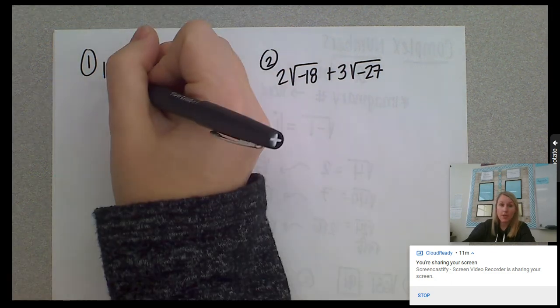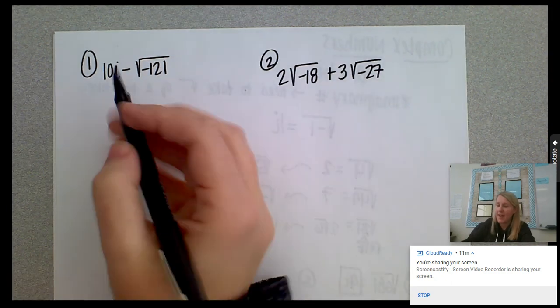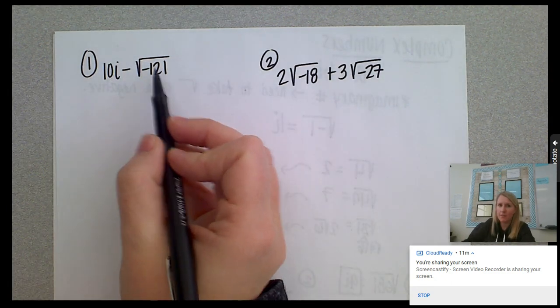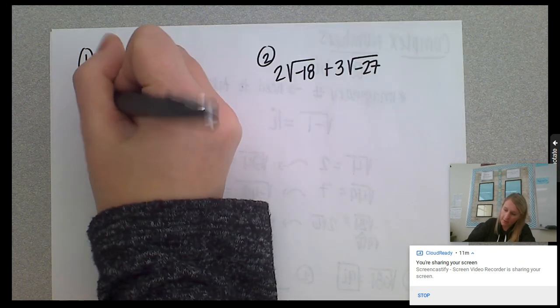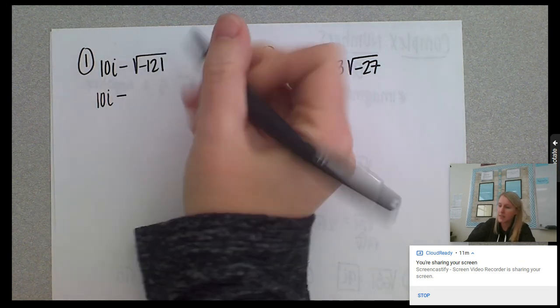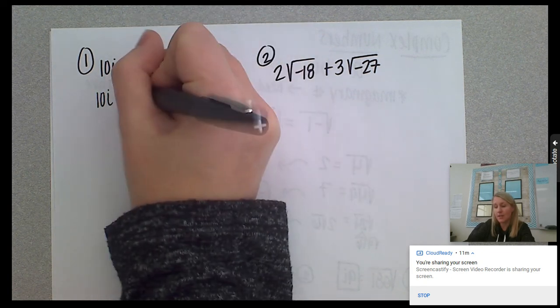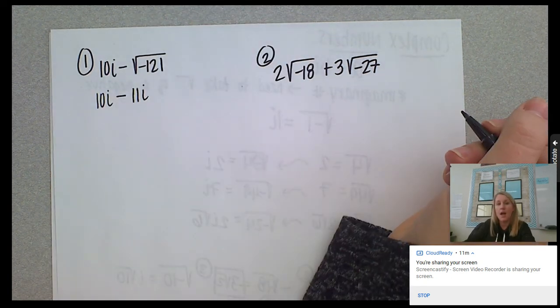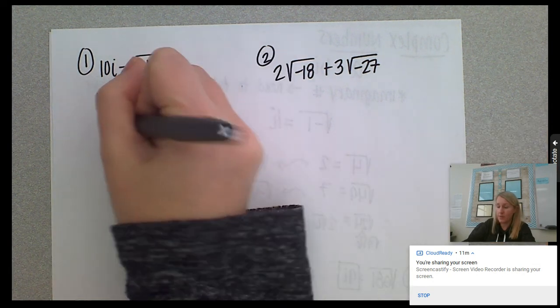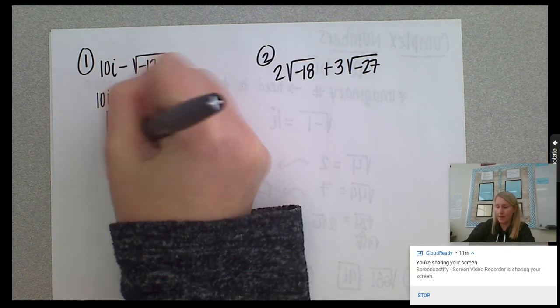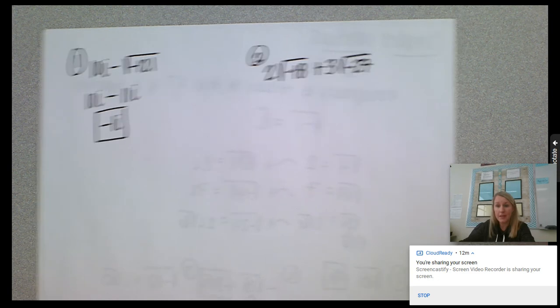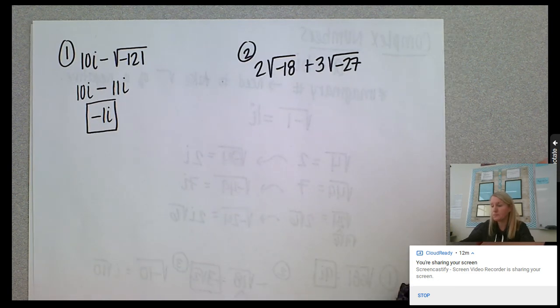So I'm starting this, and I'm sorry, my hand's always in the way. I have 10i. I'm going to simplify that radical, right? So I'm going to write it as 10i minus. I know the square root of 121 is 11, and I see a negative, so I'm going to write that as 11i. Then I can combine them, and that would just be negative 1i, or you could just write negative i. Perfectly fine answer, but that's as much as you can combine.